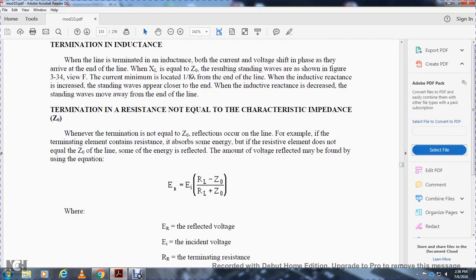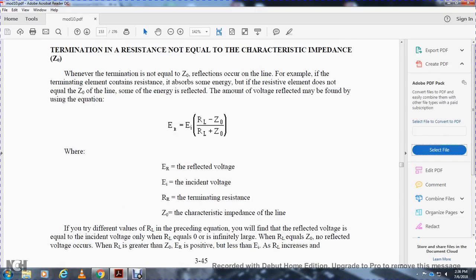Reflected voltage is equal to the incident voltage times the terminating resistance minus the characteristic impedance, over the terminating resistance plus the characteristic impedance. By defining the terminating resistance in the preceding equation, you will find the reflected voltage equal to the incident voltage when the resistance is 0 or infinitely large. When the resistance is equal to the characteristic impedance, no reflected voltage occurs.